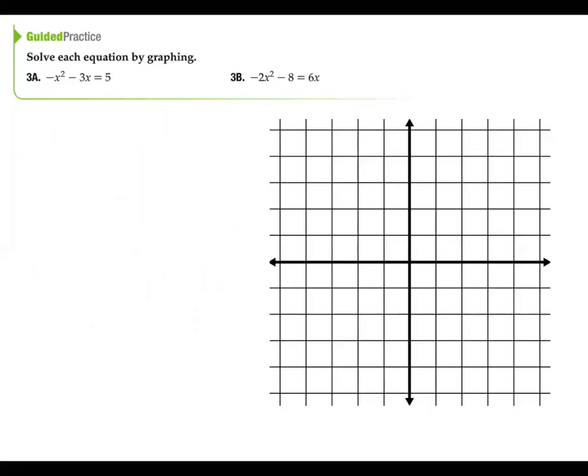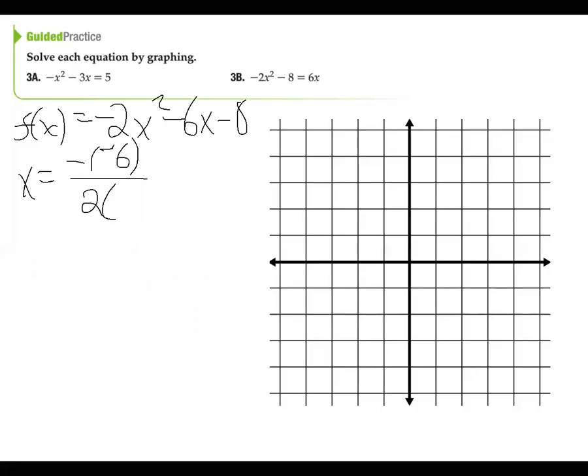Okay, so 3b, the related function is negative 2x squared minus 6x minus 8. Alrighty, so the vertex is at the opposite of b over 2a. So if you simplify that out, that's going to be positive 6 over negative 4, which again is negative 3 halves. So like that.